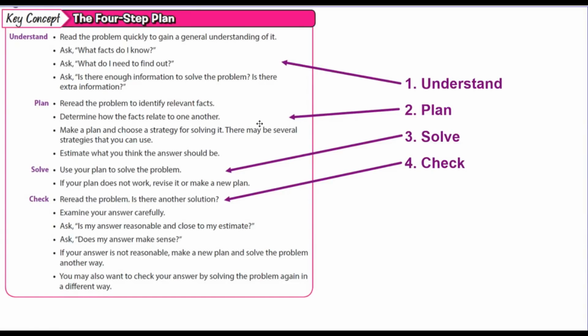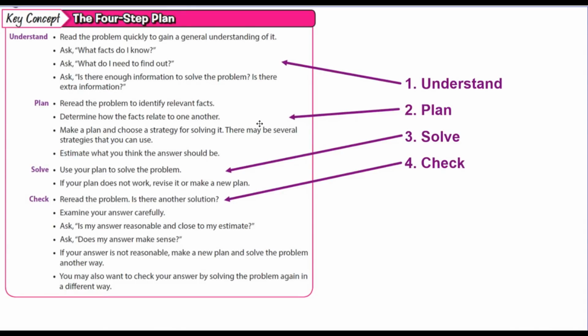So that's step 2. Plan, reread the problem, identify all the relevant facts. What do I need? What do I need to know? What do I need to use? Determine how those facts relate to one another. We're going to make a plan or choose a strategy for solving it. What operations am I going to need to do to solve this problem? Or maybe come up with an estimate about what you think the answer should be.